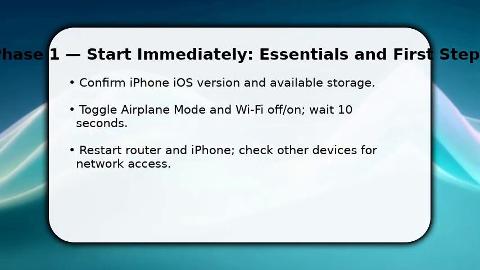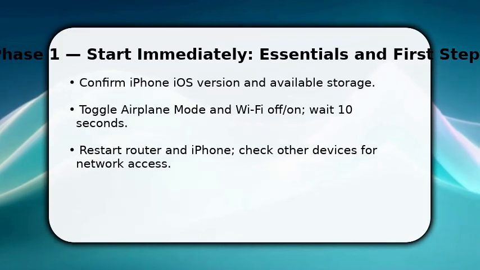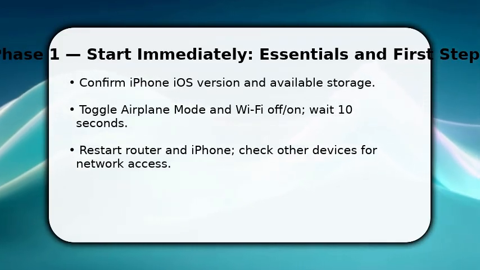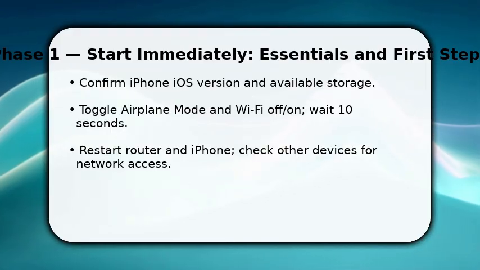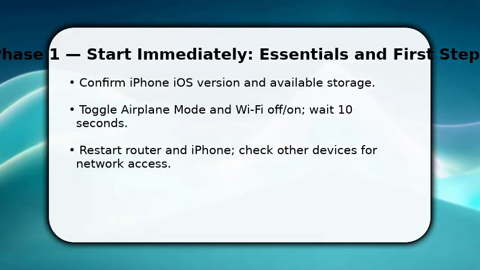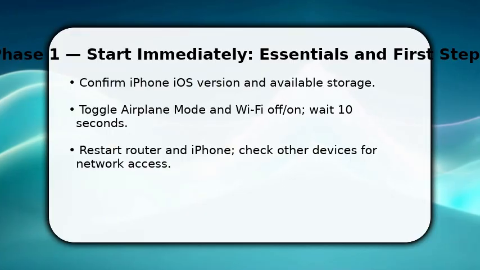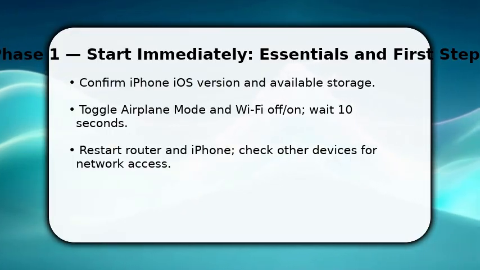Once done, restart the router and your iPhone. Rebooting clears DHCP leases and resets radio hardware. Make sure other devices can reach the network so you know whether the issue is the phone or the network. This narrows the next steps.